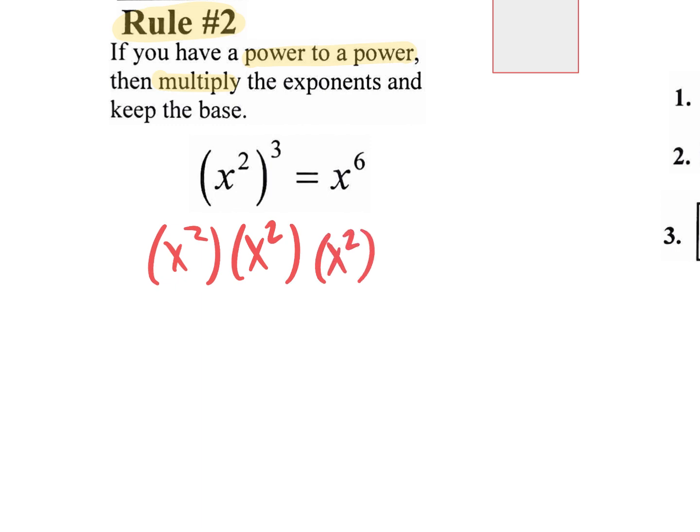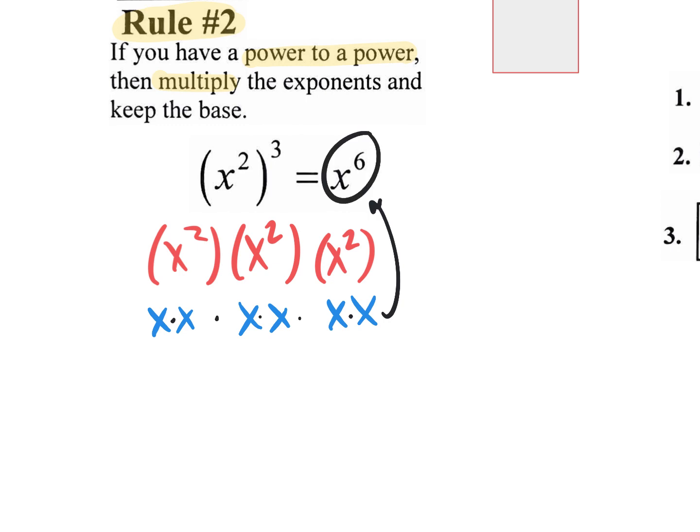So each of these x squareds, what they actually mean, x squared is x times x. So if you added them all up, x times x times x times x times x times x, that's going to be a total of 6. So x to the 6th. So that's where the rule came from, because, I mean, look at all this work. That's a bunch of nonsense. The observation that mathematicians made is, oh, power to a power. Instead of doing all this work, just multiply them. 2 times 3 is 6, done. You like it? I hope so.